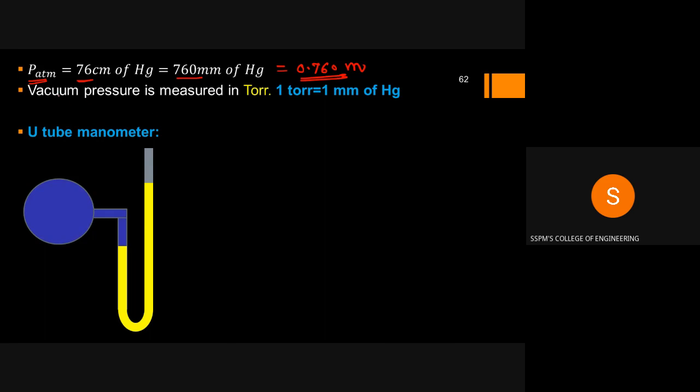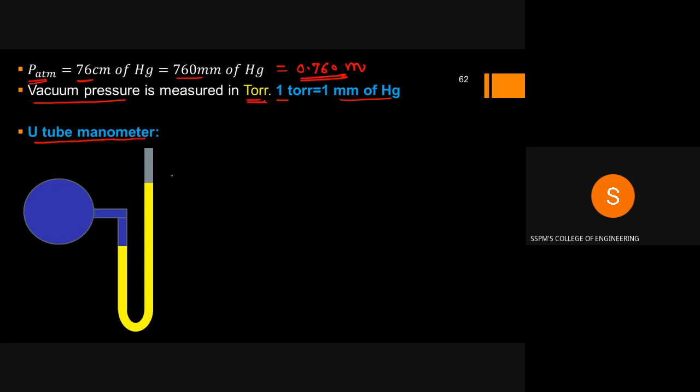Now anything below the atmosphere, that is, if the pressure is below the atmospheric pressure, is referred to as the vacuum pressure. The unit to measure the vacuum pressure is the torr. This is the relation between the torr unit and millimeter of Hg: one torr is equal to 1 millimeter of Hg. Now the next device used to measure the pressure is the U-tube manometer.